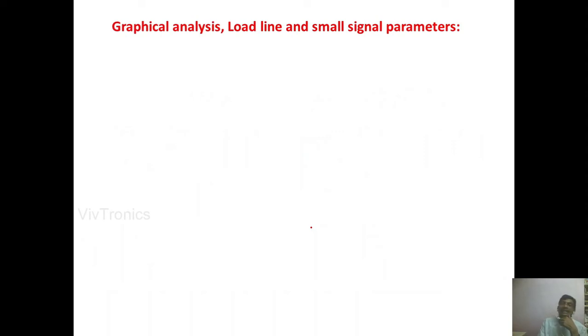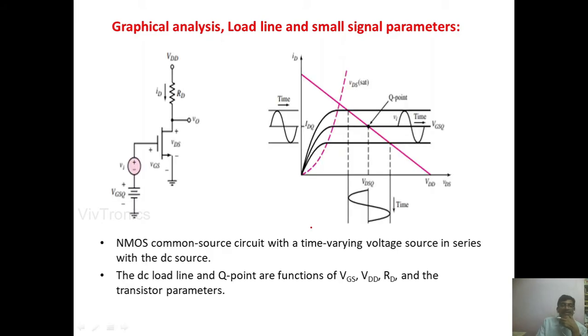Let us see the graphical analysis, load line and small signal parameters in this class. Let us take the circuit of the NMOS common source amplifier circuit. So here we are applying two signals. One is the AC signal Vi, which is a time varying voltage source in series with the DC source VGSQ, where VGSQ is a DC source and Vi is the AC source.